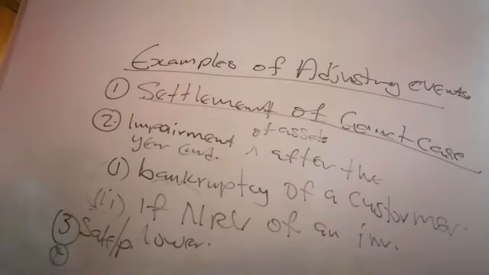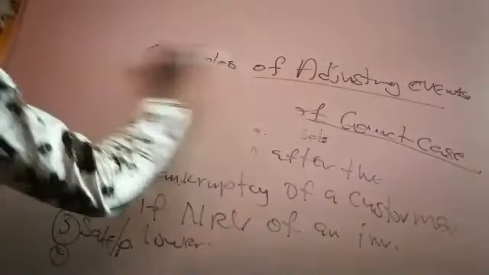So these are the examples of adjusting events. When you see this in a question, it must be adjusted. The financial statement must be adjusted. So these are the examples of adjusting events. Good. Now let's move on to non-adjusting events. Adjusting events, and then you are fine. Non-adjusting events, and that's the end of the game.